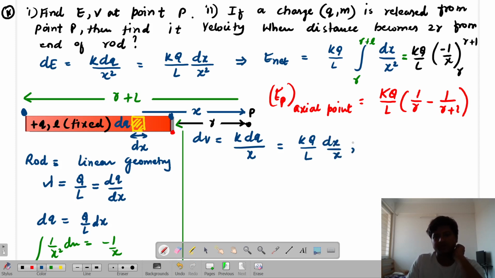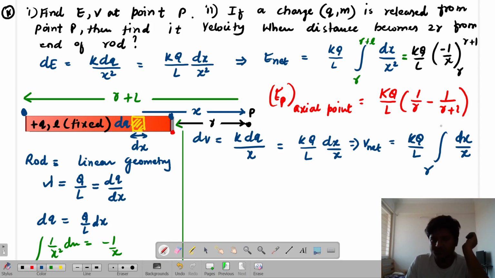But then what does this imply? V net is how much? It is a simple integration of this whole quantity. So kq by L will come outside, and the integral of dx by x, but x varies from r to r plus L.